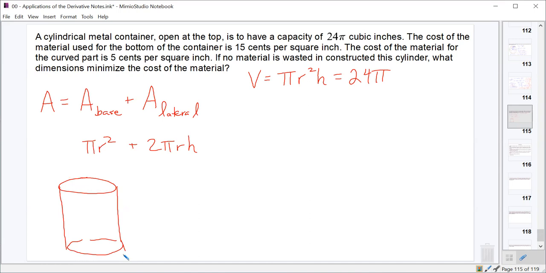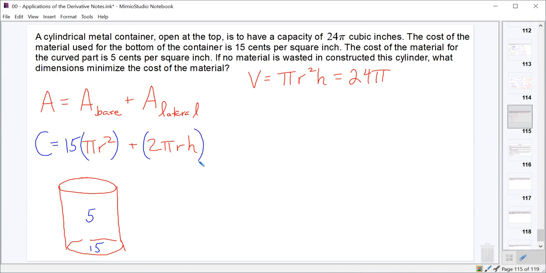But we've got a little extra going on here, and that is the cost of the material is different for each piece. So the bottom of it costs 15 cents per square inch, and the lateral piece costs 5 cents per square inch. So all we really need to do here is write a cost equation. Cost is equal to the area of the base part times 15, because it costs 15 cents per square inch there.